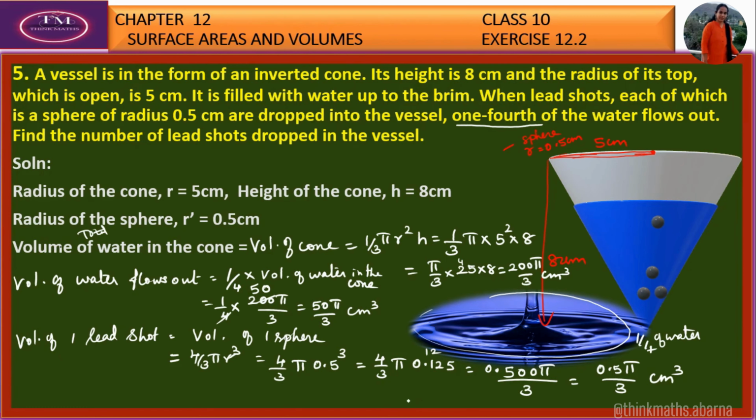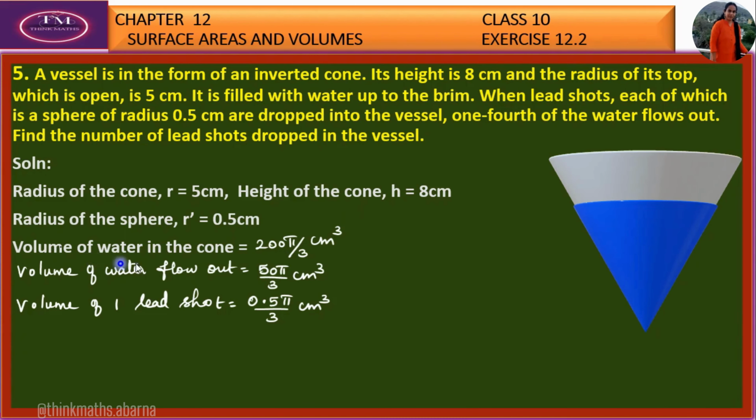In the next step, we have to find out the number of lead shots needed so that 50 pi by 3 volume of water has flowed out. This will be done in the next page. In the previous page, we found the volume of water in the cone, the volume of water flowing out and the volume of the lead shot. So now the last part is to find the number of lead shots needed so that 50 pi by 3 water is flowing out. If we put some lead shot, the water flowing out will be equal to the volume of that lead shot.